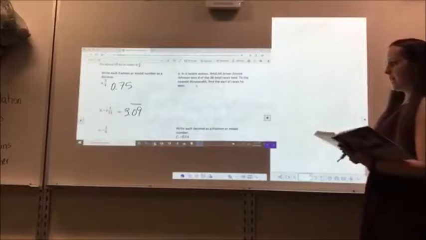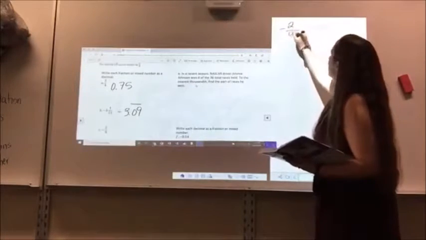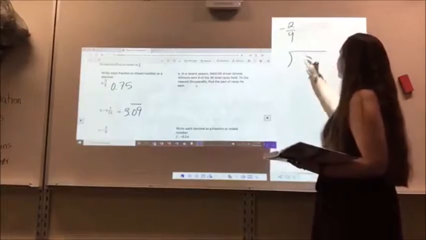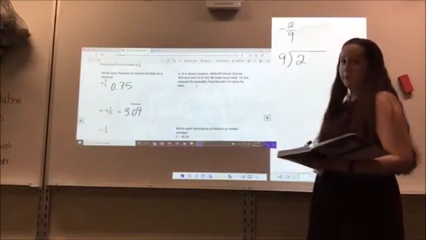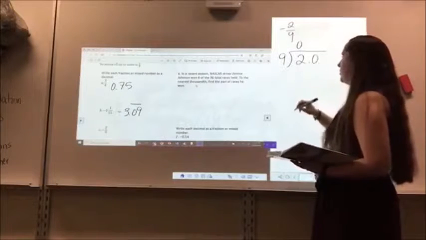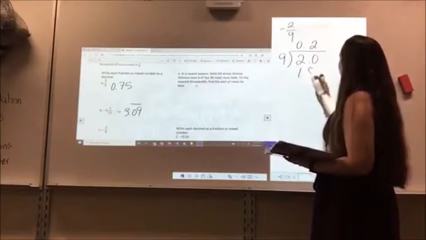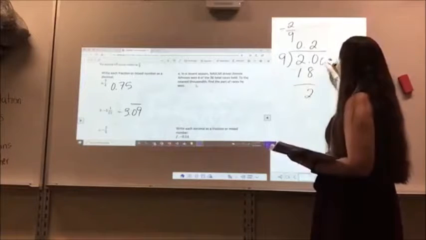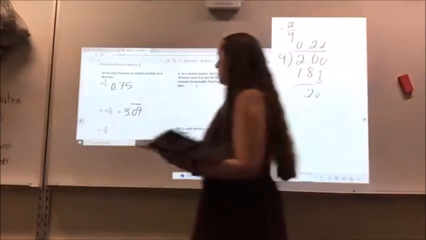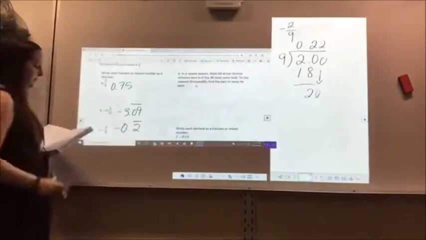All right, for letter C, I have -2/9. So again, for right now, we're going to forget the negative. So I'm going to go ahead and set this up. 9 can't go into 2. So I add a decimal and a 0. 9 can go into 20. It goes in twice. You get 18. Subtract. Bring down the 0. You can start seeing the repeating pattern. So it's going to be -0.2 repeating.